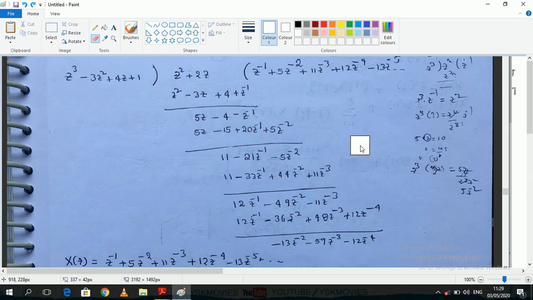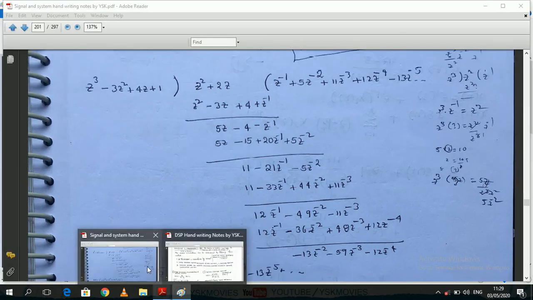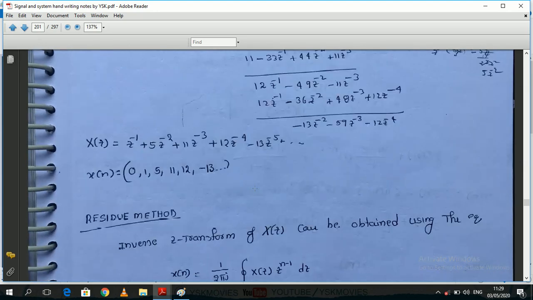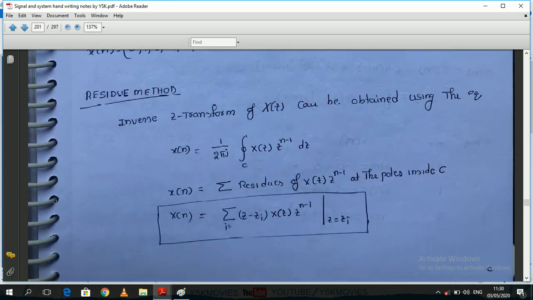Similarly, do everything. We cannot decide up to 0 or anything; sometimes they ask for 5 steps or 4 steps or like this. So this is the answer. See, finally what is the answer? That means z power minus 1, z power minus 1, z power minus 2. See, we could remove the coefficients 0, 1, 5, 11. So now finally, the residue method.